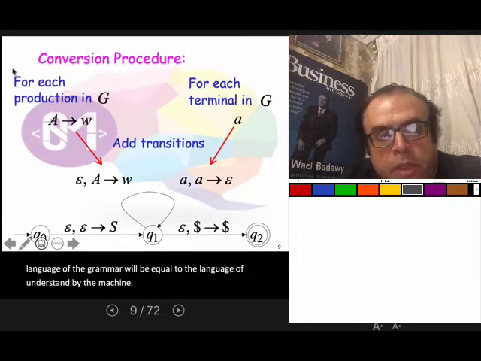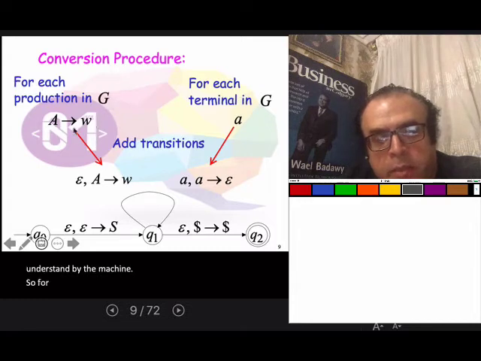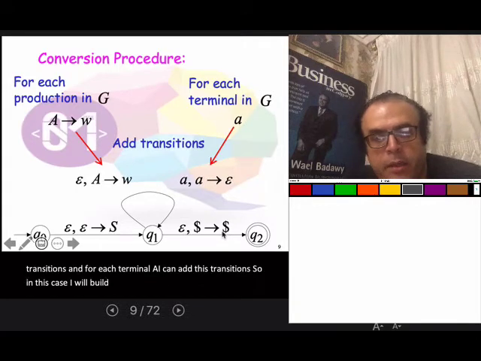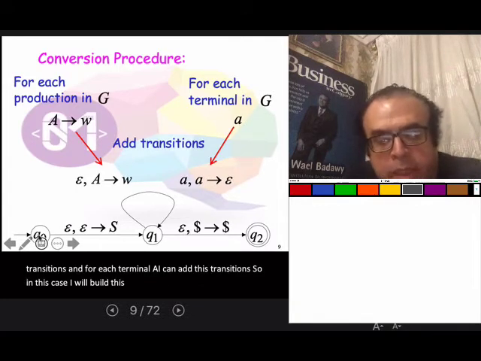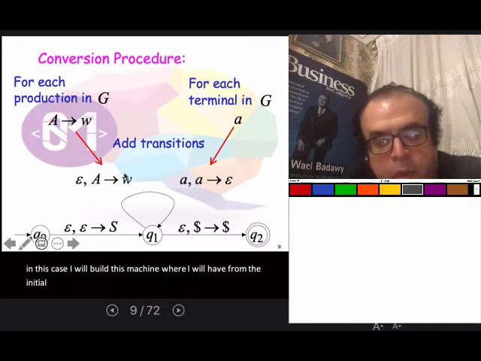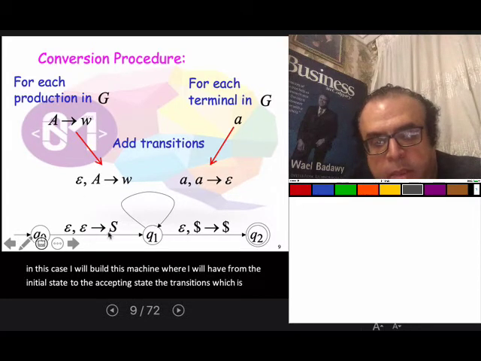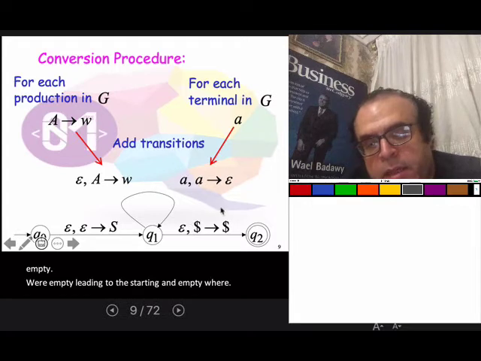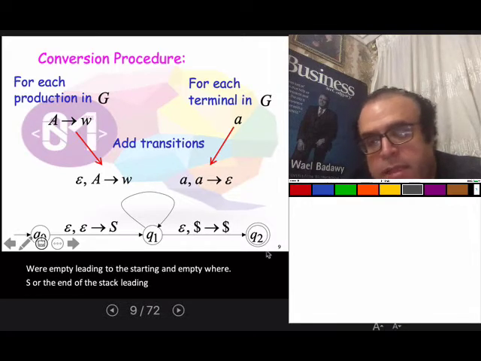So for each production in G, A to w, I can add the transitions, and for each terminal a, I can add these transitions. In this case, I will build this machine where I will have, from the initial state to the accepting state, the transitions: empty leading to the starting symbol S, and empty with S or the end of the stack leading to the end of the stack. So that's why I will have the accepting.